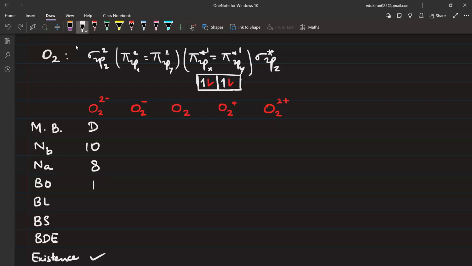अब चलते हैं यहाँ पे O2 नेगेटिव। O2 नेगेटिव में we will be adding only 1 electron, right? डाया या पैरा? पैरा। नंबर ऑफ बॉन्डिंग स्टिल सेम 10, है ना? नंबर ऑफ एंटी बॉन्डिंग?